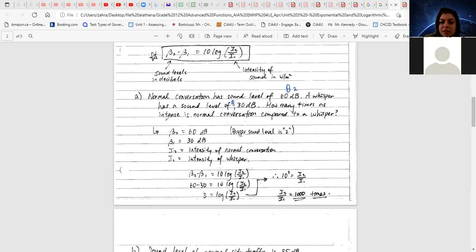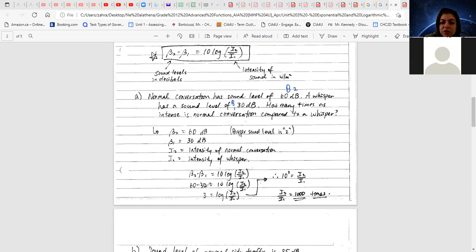How many times as intense is normal conversation compared to whisper? So it's beta 2 and beta 1, 60 and 30. I want to find the ratio of this intensity: how many times as intense is a normal conversation compared to whisper. That means I2 divided by I1, I need to find. So you just put everything that you have. Beta 2 is 60, beta 1 is 30, and you're solving for I2 over I1.